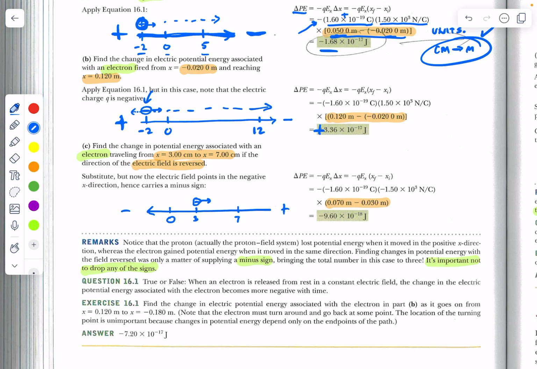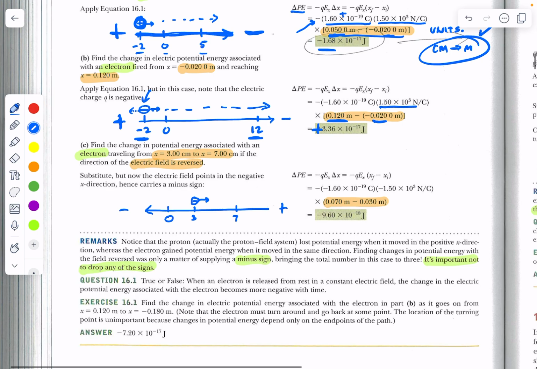And again, my net change: my final position is 12 centimeters, which is 0.120 meters. My initial position was the same as the proton's, at 2 centimeters, or 0.020 meters. My electrical field strength hasn't changed, but now I have a negative charge because it's an electron and not a proton.